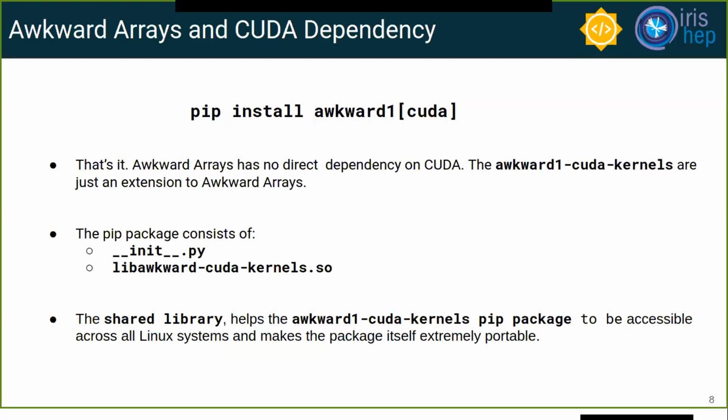And the important part here really is the fact that awkward1-cuda-kernels is just an extension and not a dependency. And the awkward1-cuda-kernels package itself is very lightweight and consists of an init Python file and a shared library. This shared library makes the entire package very portable and very easy to install across all Linux systems.